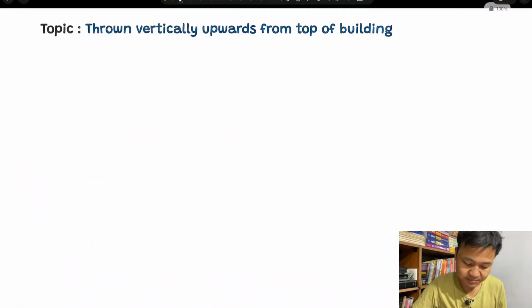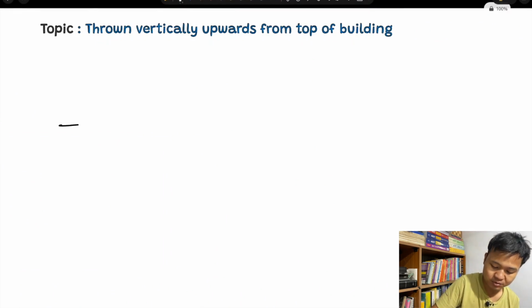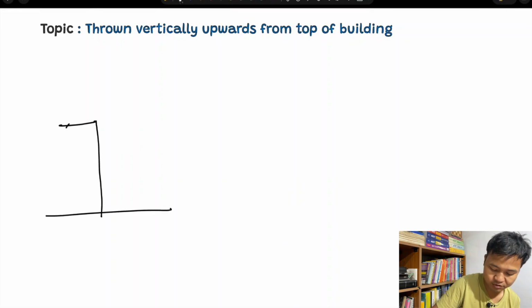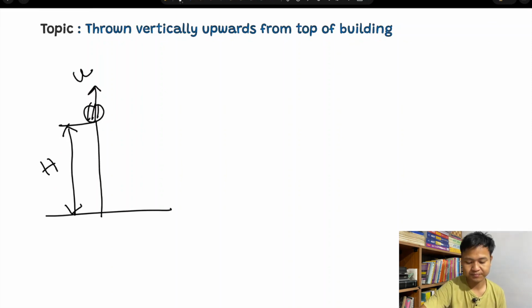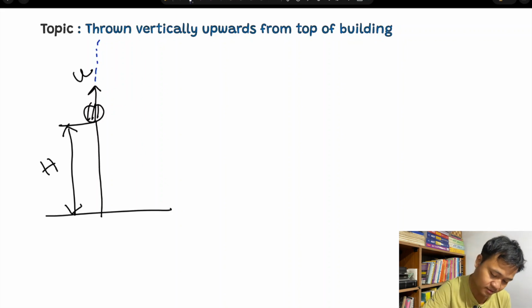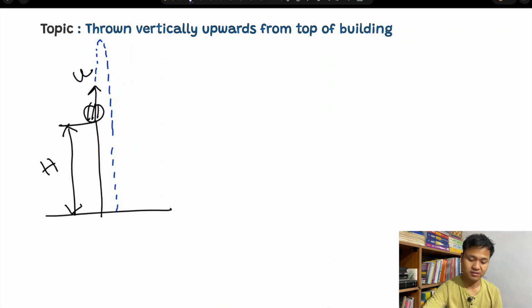So next concept. When a body is thrown vertically upward from the top of a building, suppose you are in a building at a certain height. It will fly up, and then it will come back down and reach the ground.